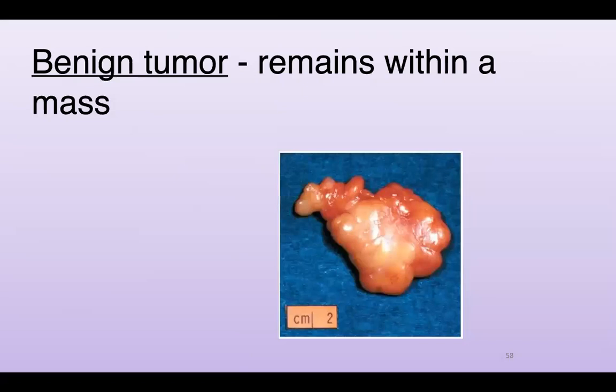So this is an example of what's called a benign tumor. You can see that the edges are quite smooth and the whole tumor itself looks smooth. They give you the size here. So this is 2 centimeters. So this looks like it's maybe about 6 centimeters altogether. So in a benign tumor, all of the cells stay within this mass.